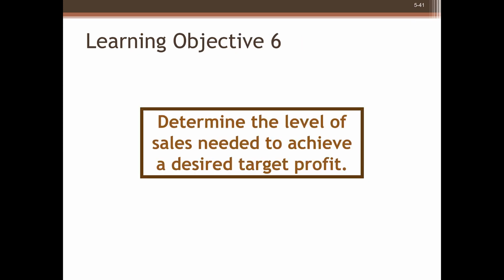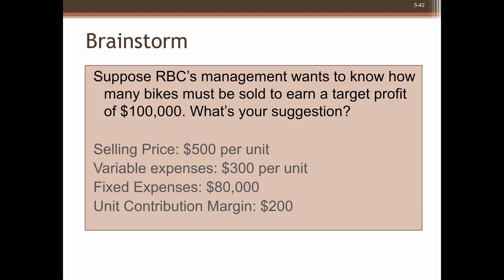Let's first take a look at learning objective 6, and then we'll go back and take a look at learning objective 5. It will be more intuitive to understand. Learning objective 6 is to determine the level of sales needed to achieve a desired target profit. Let's still use RBC as an example. Suppose RBC's management wants to know how many bikes must be sold to earn target profit of $100,000. What's your suggestion?